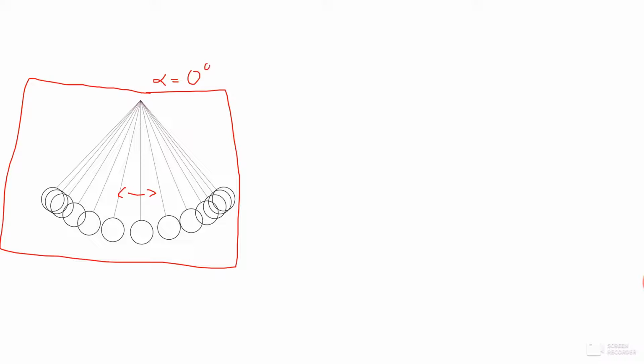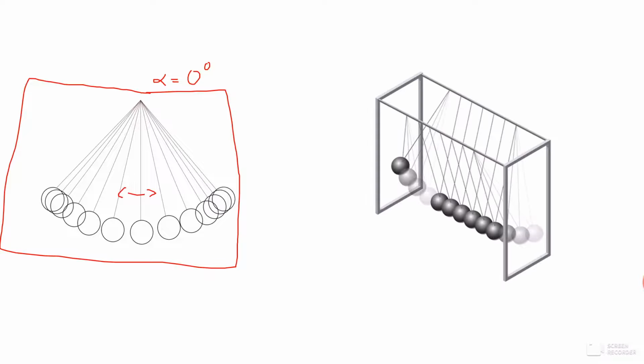Now we can also see a pendulum from the side, like for example in here. Now in here the plane of oscillation is not exactly parallel to the screen. You can think about it going out and inside the screen a little bit. So here the angle is different from 0 degrees.